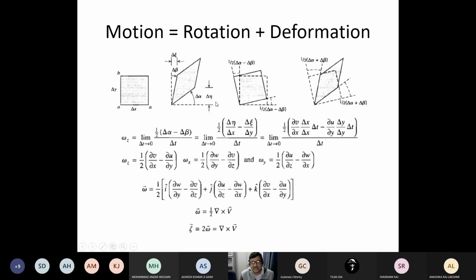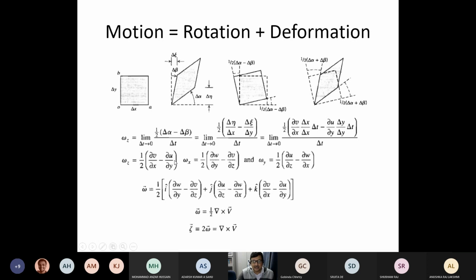Now, what is delta eta? In y direction, it is del v by del x, basically it is del v into delta t. That means change in the velocity with respect to the change in time. So you can write it as del v by del x into delta t, this part, delta eta by delta x. Similarly, you can write delta zeta by delta y as del u by del y into delta t. So if this delta t cancels out, essentially this expression comes out to be half of del v by del x minus del u by del y.